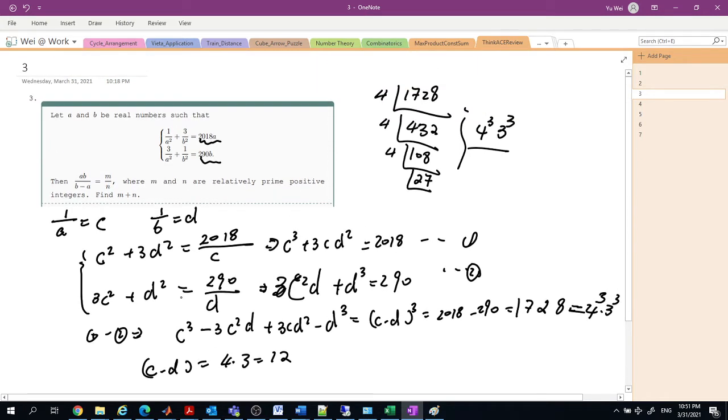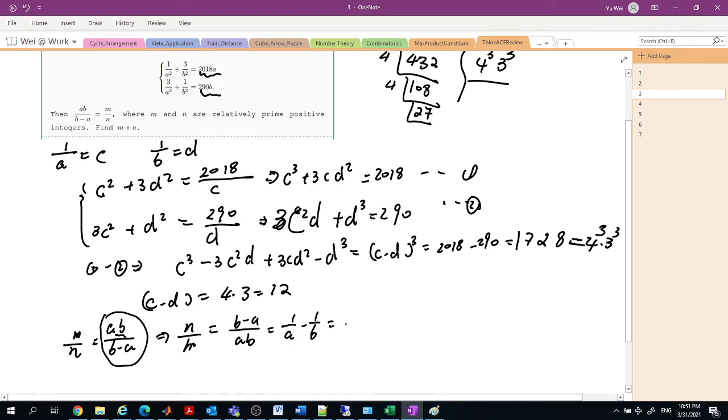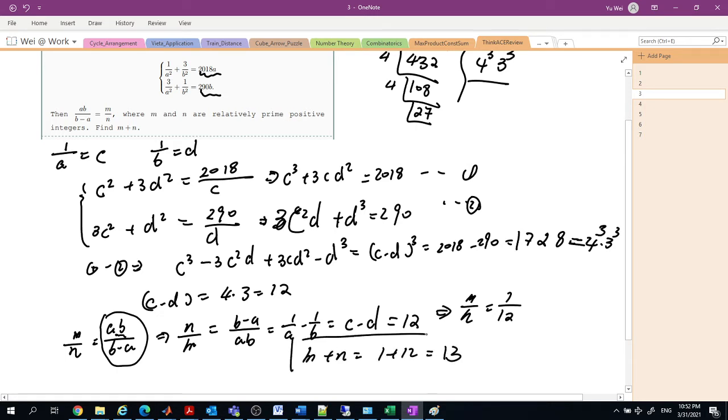Okay, great. Now let's figure out m divided by n. So m divided by n is equal to ab over b minus a. So it's better to flip the ab to the bottom, right? So n over m is equal to (b minus a) over ab, which is 1 over a minus 1 over b, which is c minus d, equal to 12. So we know that m over n is 1 over 12. So m plus n equals 1 plus 12 equals 13, okay?